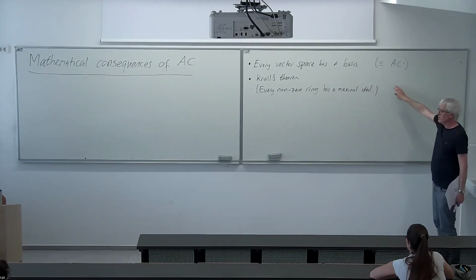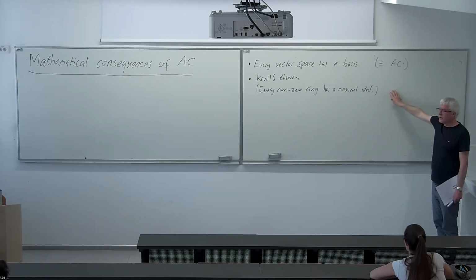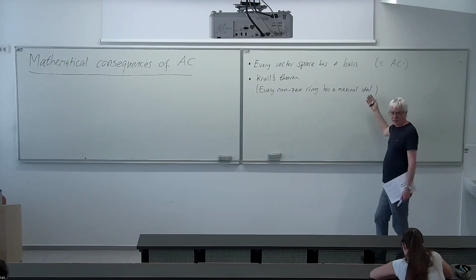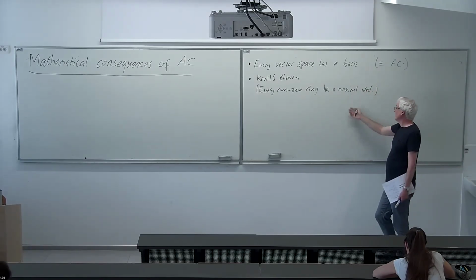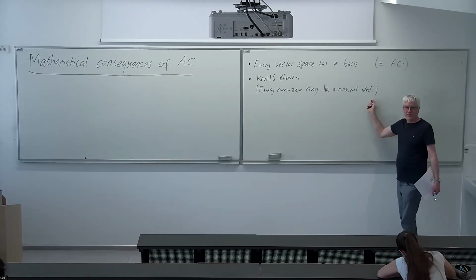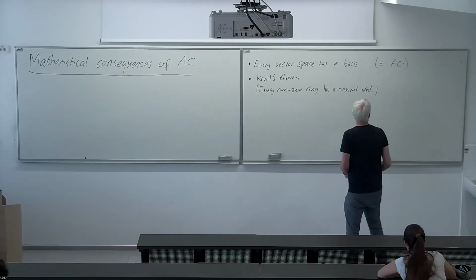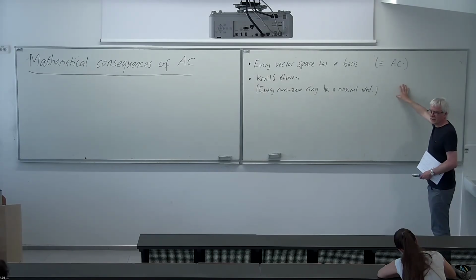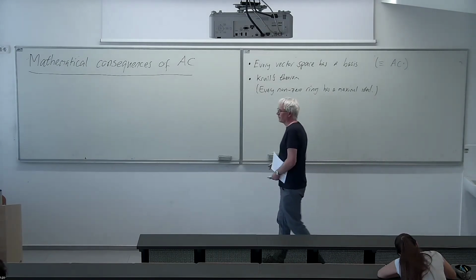Once again, you prove this by Zorn's lemma. Unsurprisingly, you take a set of ideals and order it by inclusion. You show that the partial order satisfies the premises of Zorn's lemma. Therefore, there is a maximal ideal, and that's what we want to prove. There's nothing more to show. This is not equivalent to the axiom of choice. This is weaker, I think.